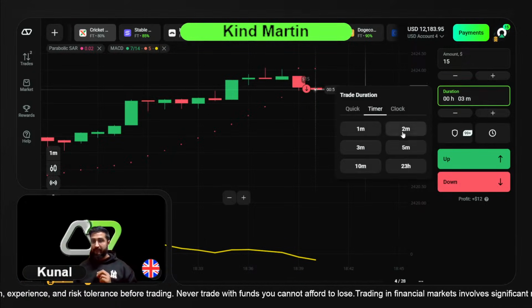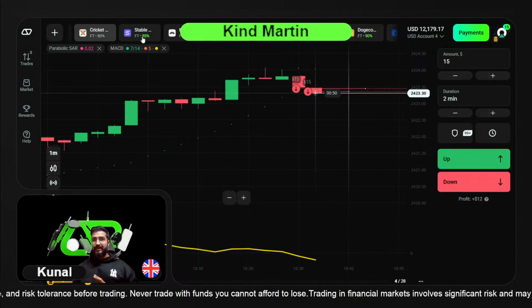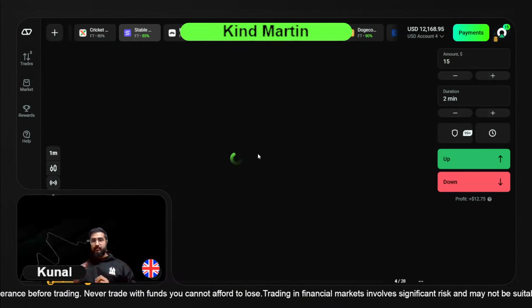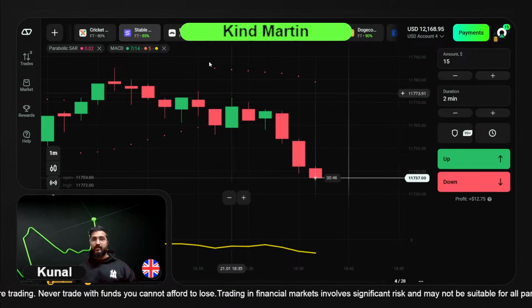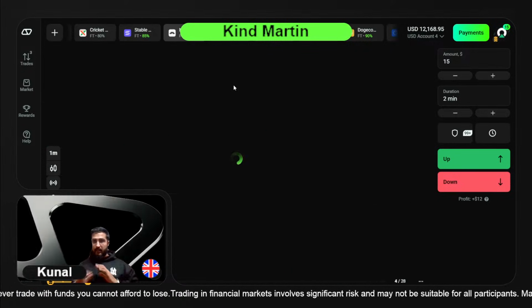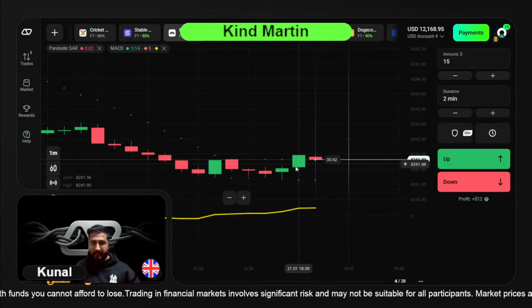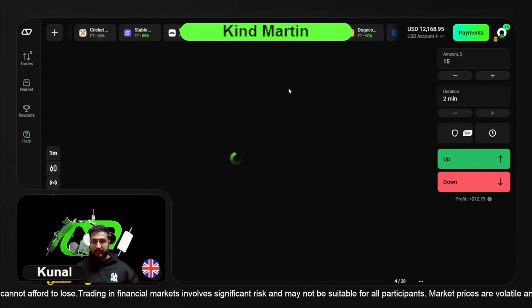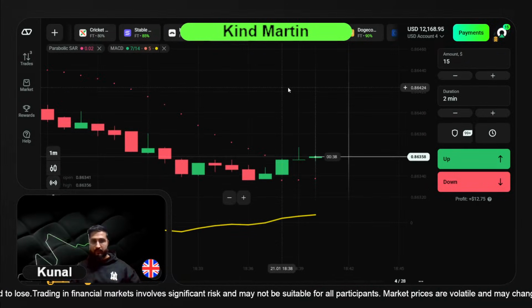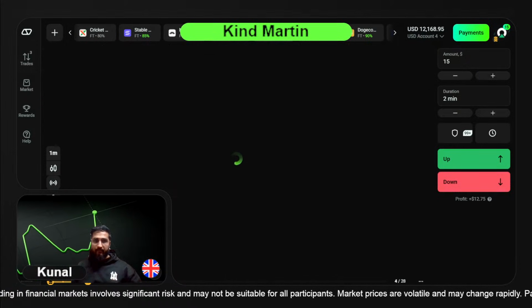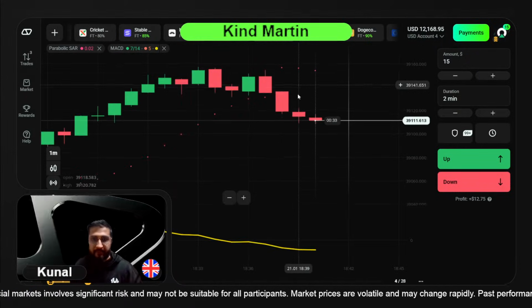The suggested trade time for this strategy is 2 to 3 candles, and the suggested chart time frame is 1 minute. Okay, now we will start our trading session. Let's start, and in case any doubts come up, of course you can drop them in the comment section and I will try to cover them as well.